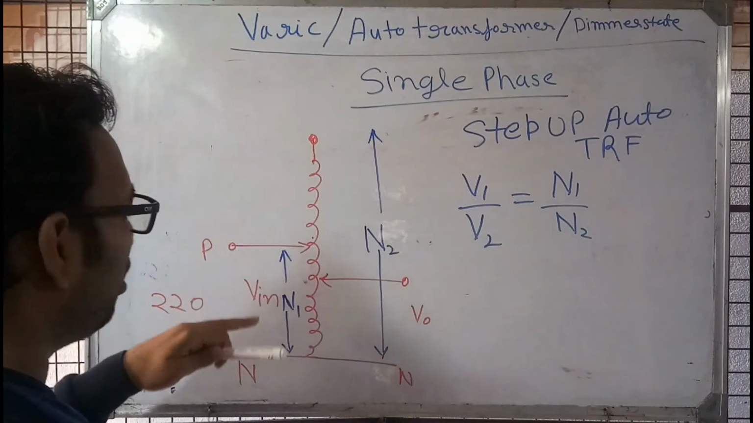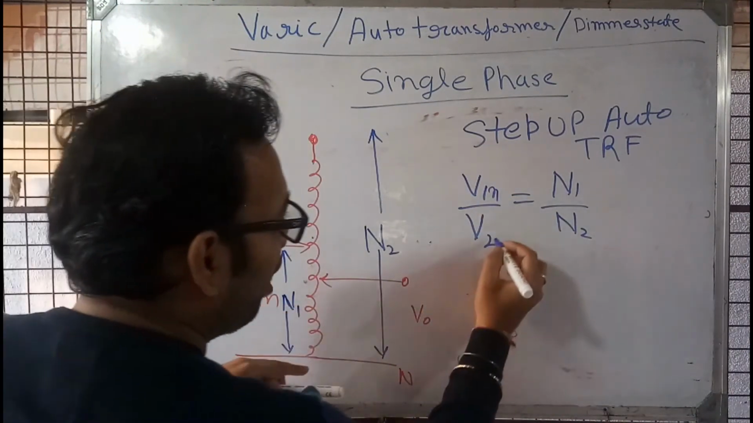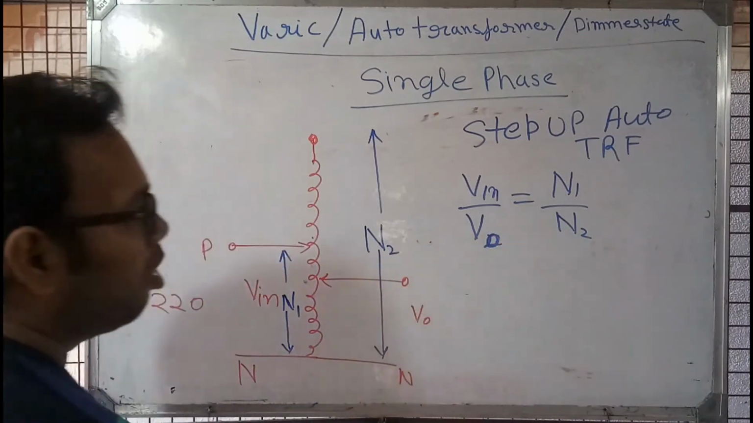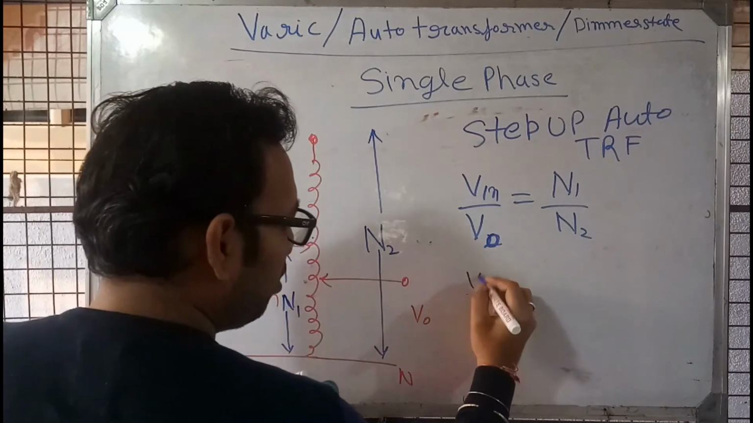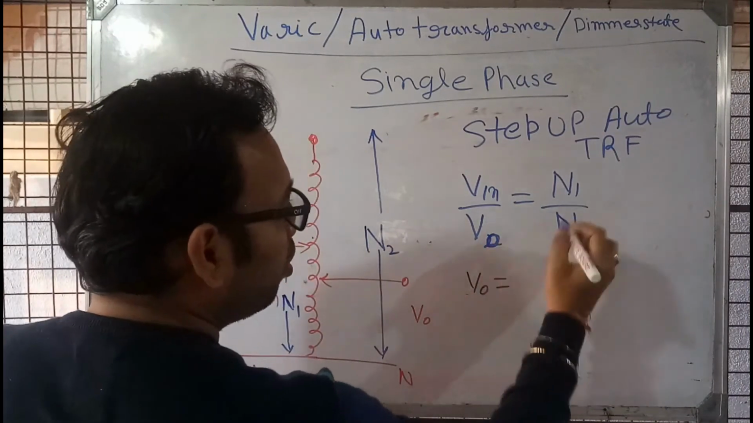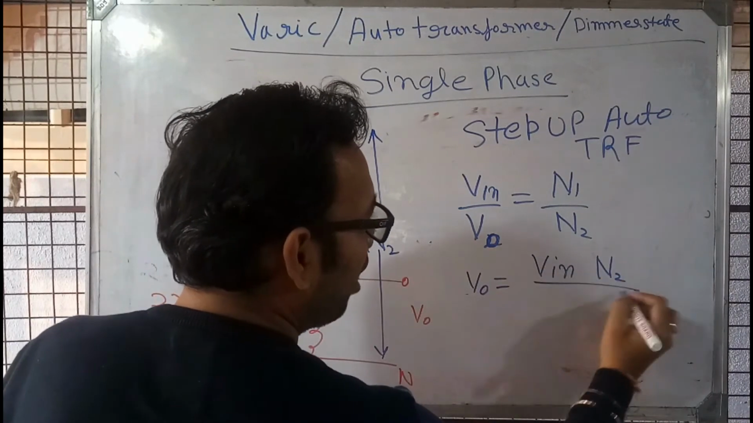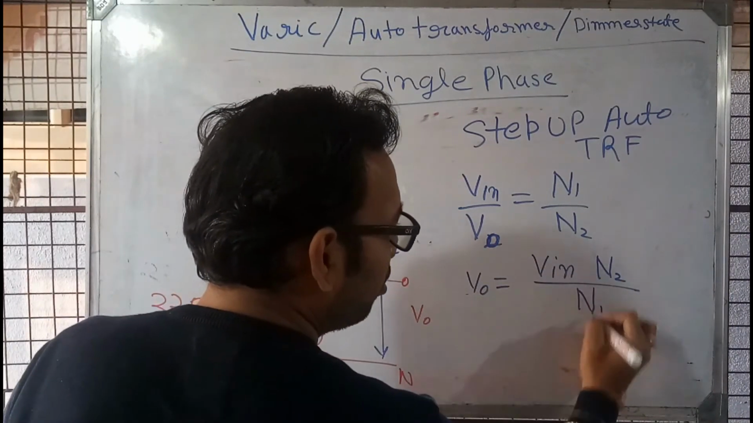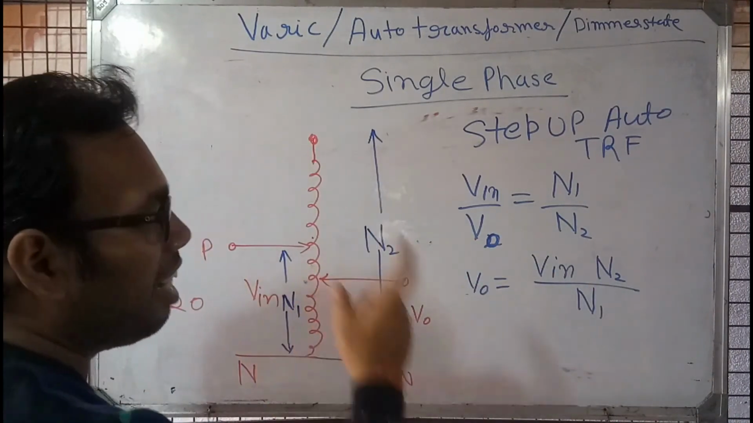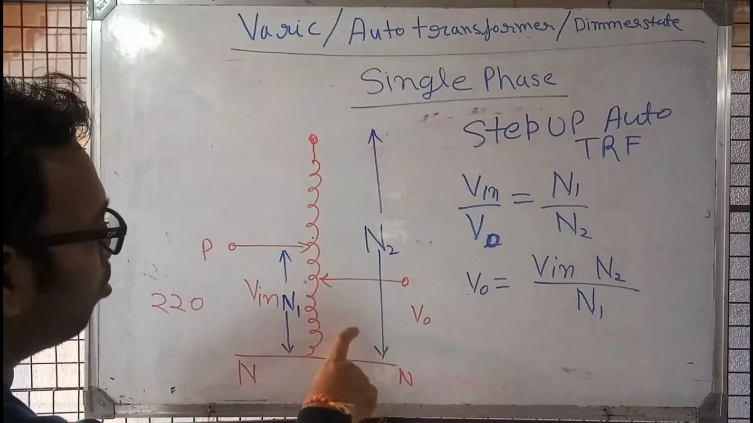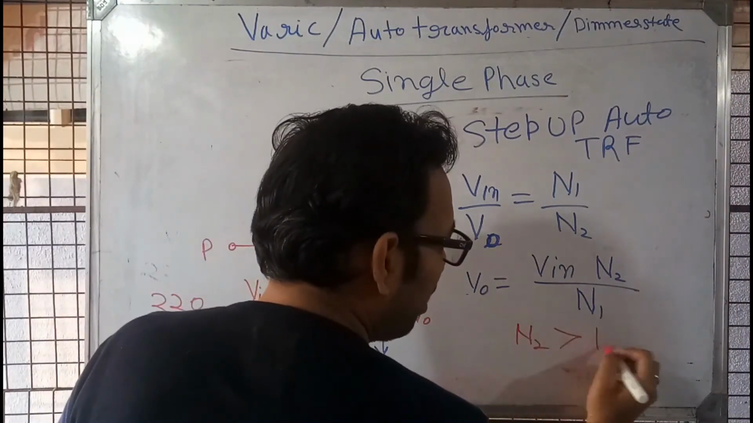So the output voltage: V1 upon V2 is equal to N1 upon N2. In place of V1 I will write V in, in place of V2 I will write V out. So in this scenario V out is equal to V in multiplied by N2 divided by N1. In this case N1 is lesser than N2. You can see here N2 is more, N1 is less.